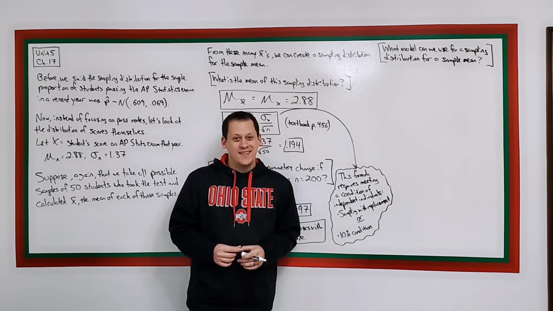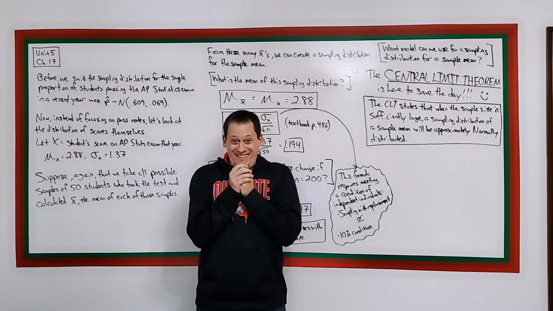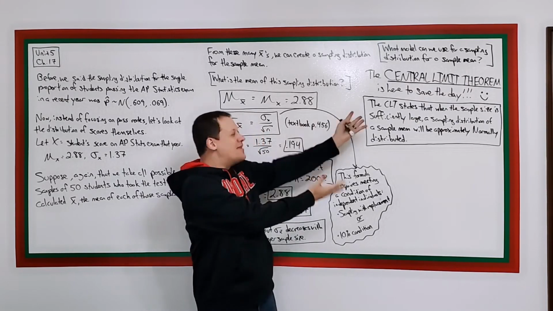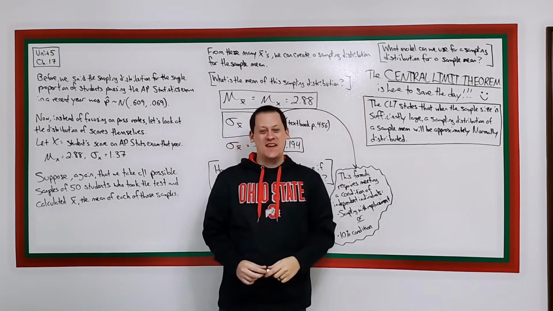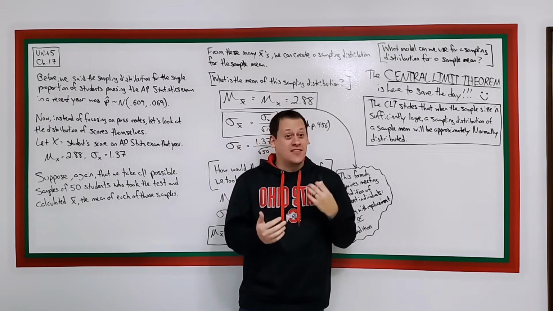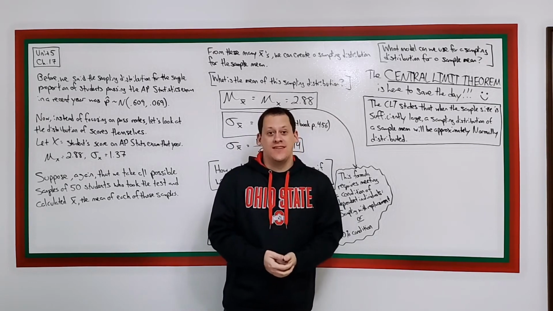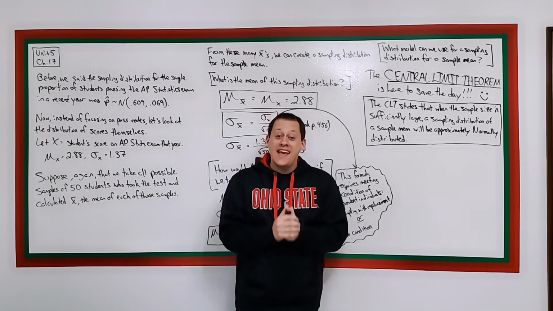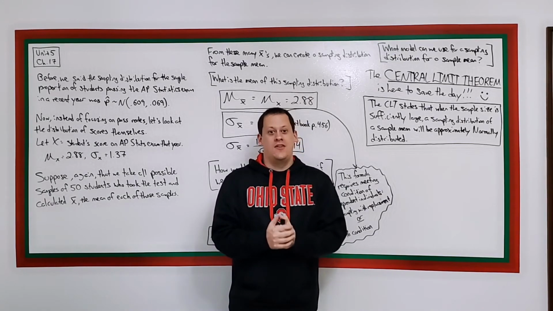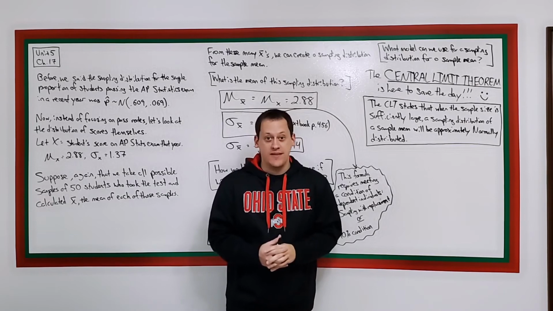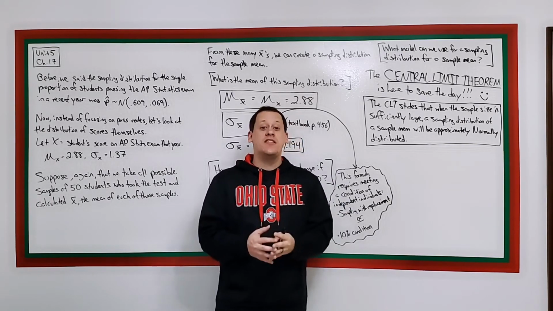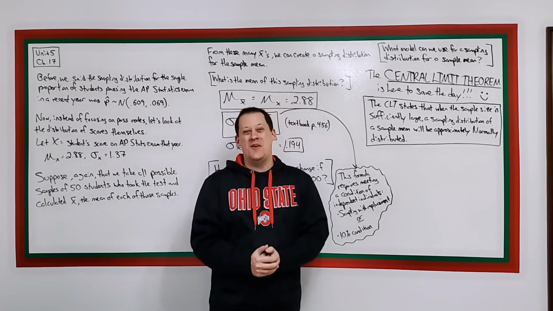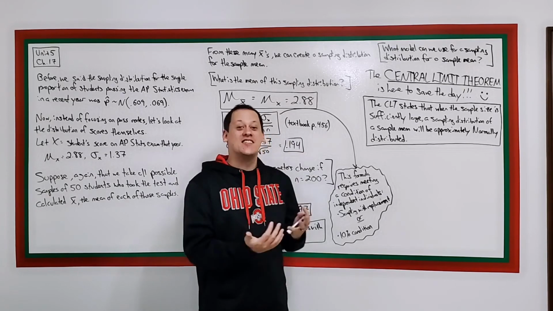And luckily, we can. The central limit theorem is here to save the day. The normal model was our only option, and because of the central limit theorem, we can use a normal model for the sampling distribution of a sample mean. So, the central limit theorem is our best friend. It really is. And this is what it says.